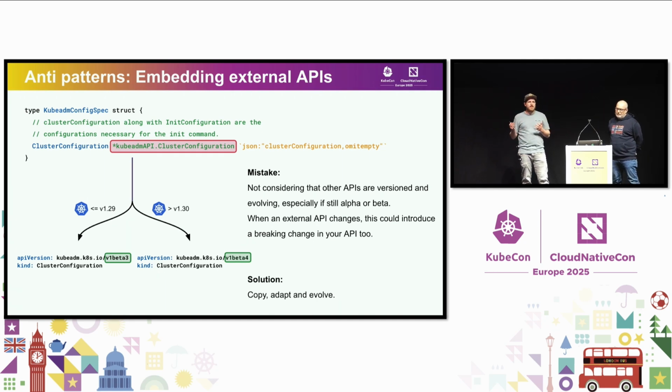So we can't just embed the v1beta3 or v1beta4 API version of kubeadm and expose that one to the users, because what if they want to create a cluster with the other version? So what could happen there, or what's the mistake here?